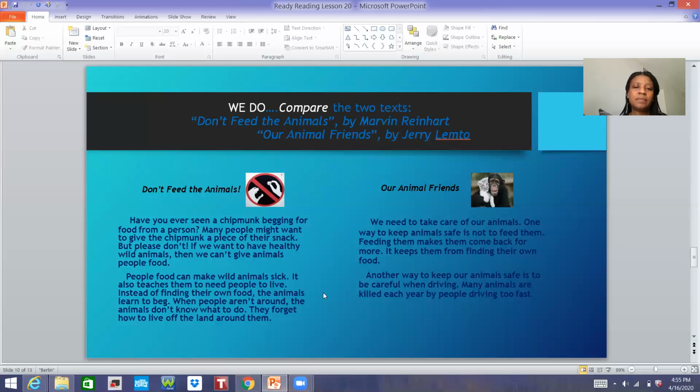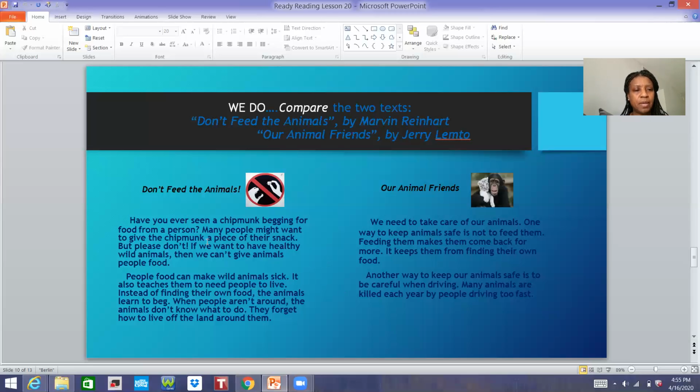We want to revisit the text again because now we want to determine what they are saying differently from each other. Okay, so "Don't Feed the Animals." What is it saying differently from "Our Animal Friends"? I'm going to give you a few moments to determine how text 1 and text 2 are different, and I'm going to just read it. So I want you to be thinking about how text 1 and text 2 are different from each other now. So we're going to contrast the two texts. Contrast means to what? Contrast means to tell how they are different.